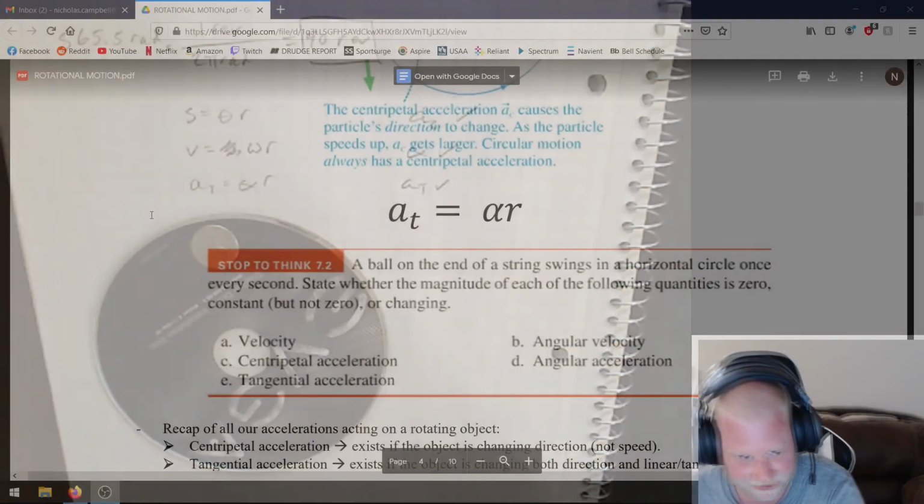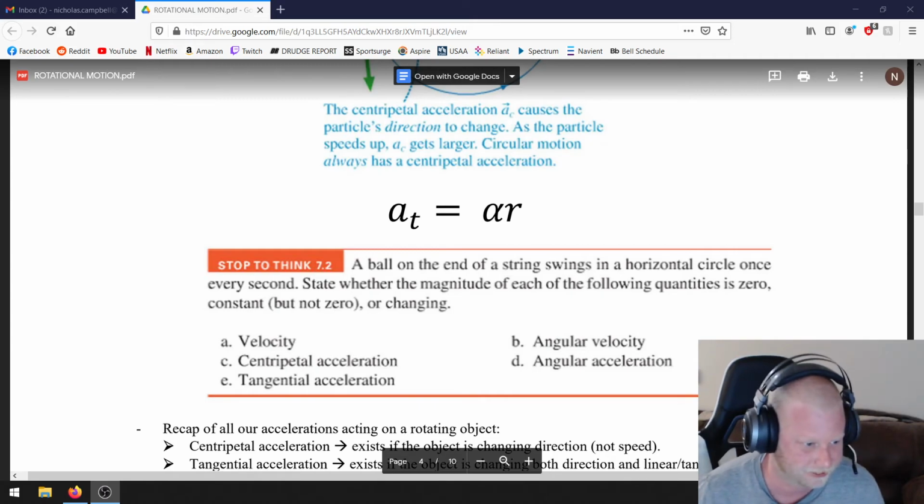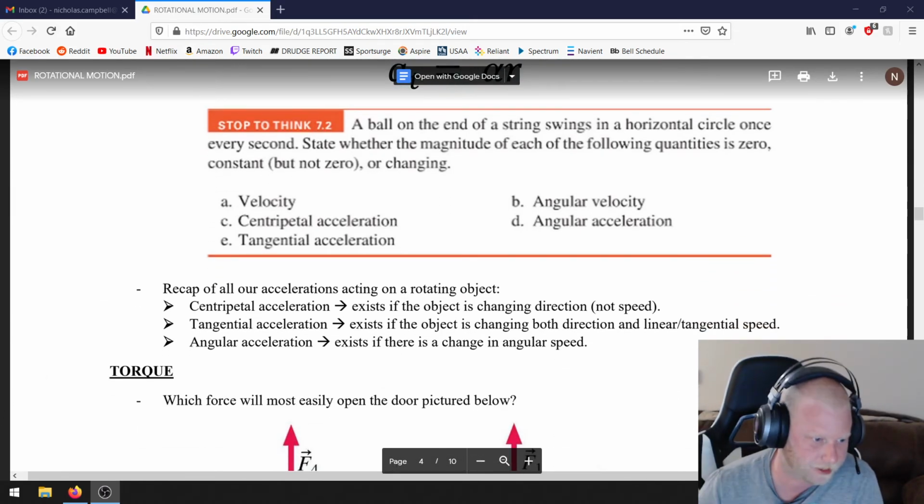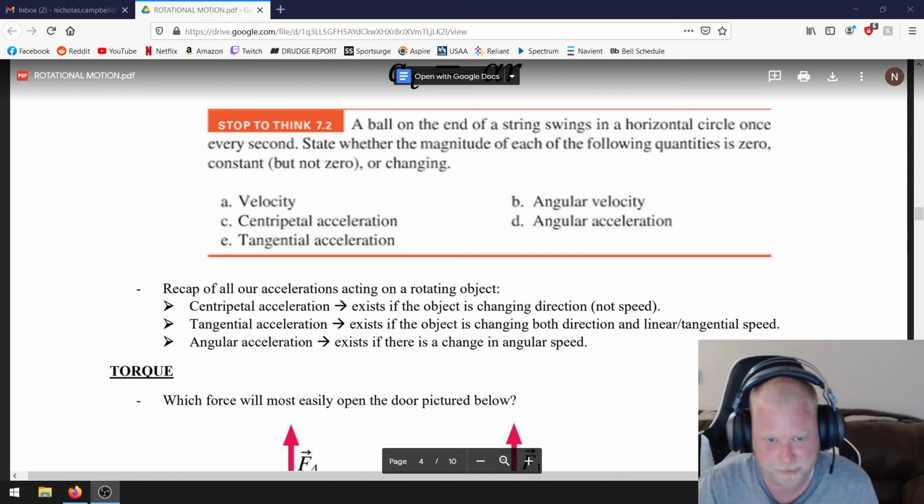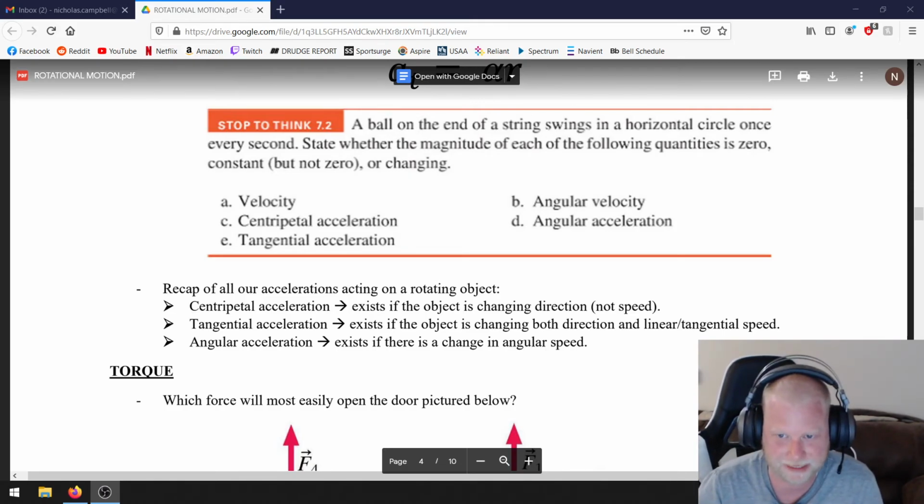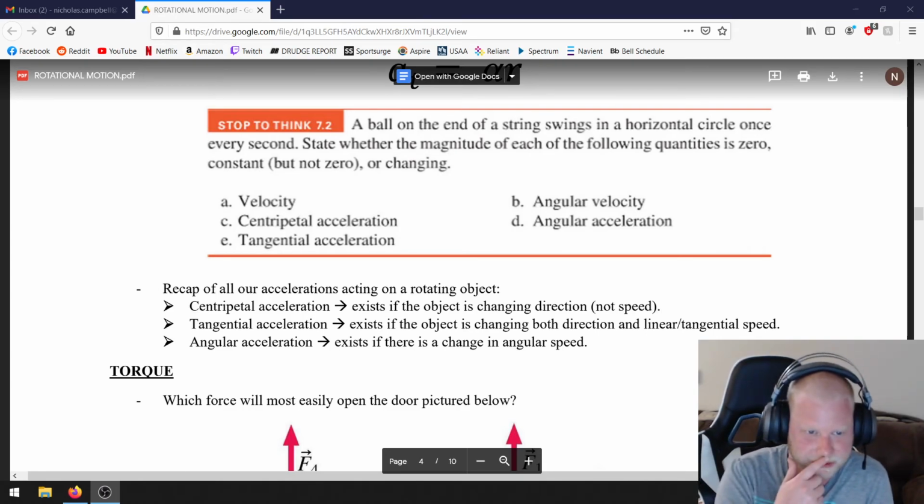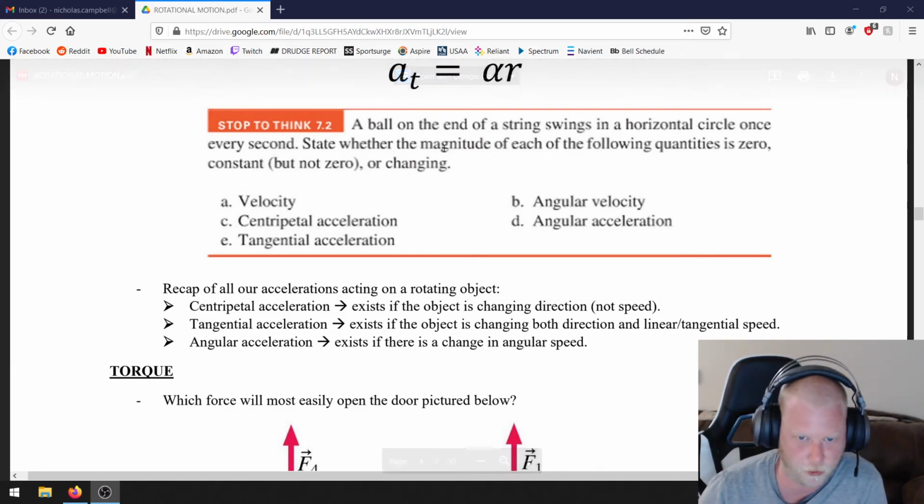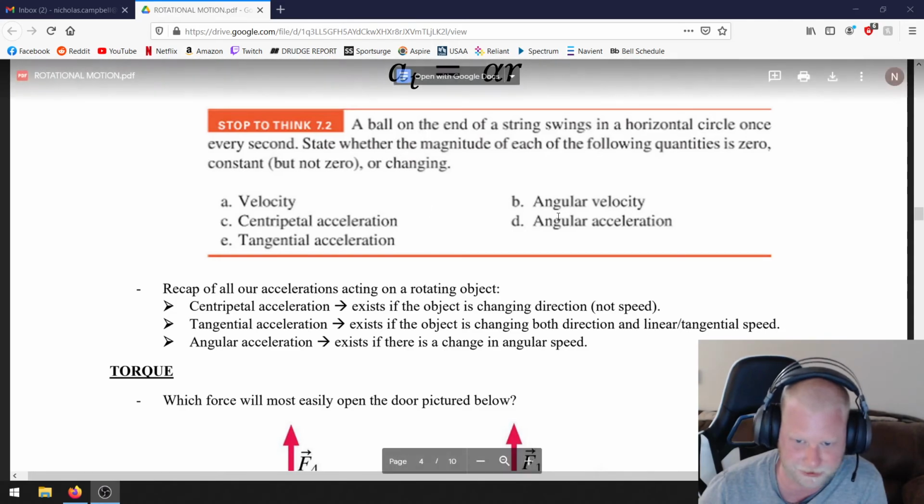So lastly, let's take a look at Stop to Think 7.2. So in 7.2, we have a ball on the end of a string, and it swings in a horizontal circle once every second. We want to state whether the magnitude of each of the following quantities is 0, constant but not 0, or changing. So pause the video, look at those options, and think about what's going on with the magnitude of each of these variables.